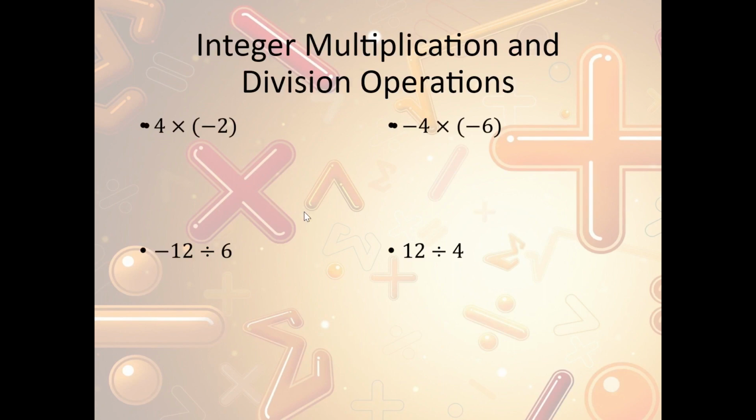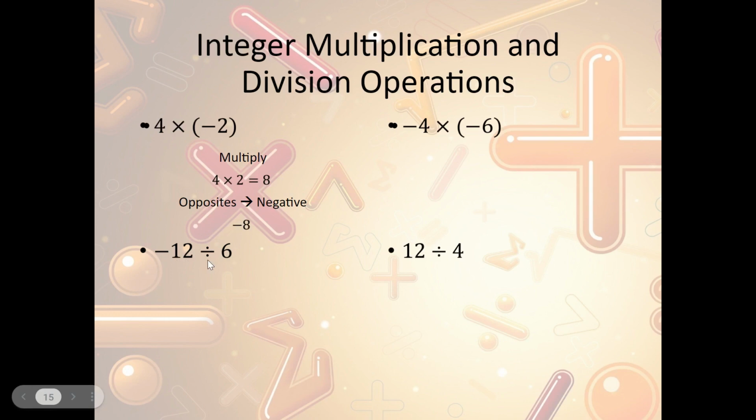We have 4 times -2. Well, we can see that this is positive and this is negative, so they have opposite signs. We're going to multiply them together. So 4 times 2 is 8. The signs are opposite, so we're going to make it negative, so this becomes -8.